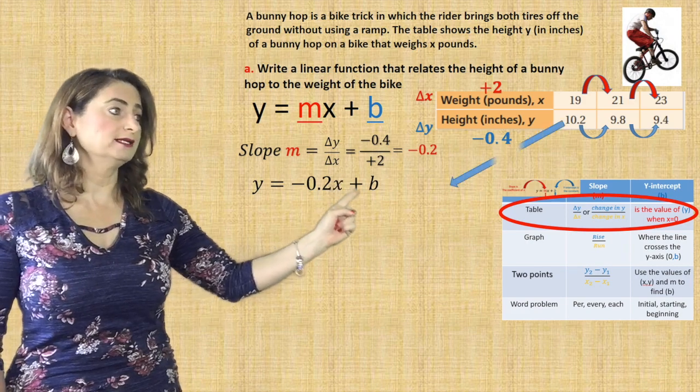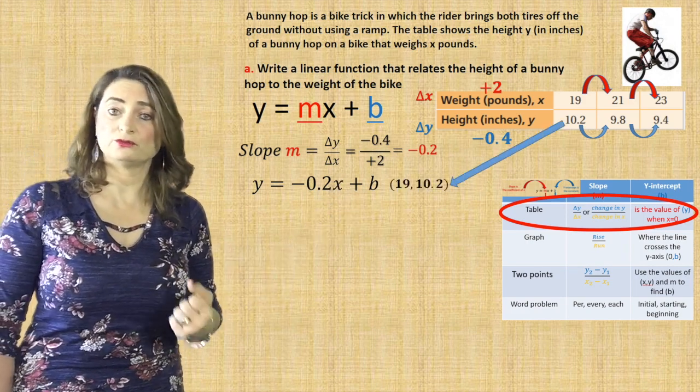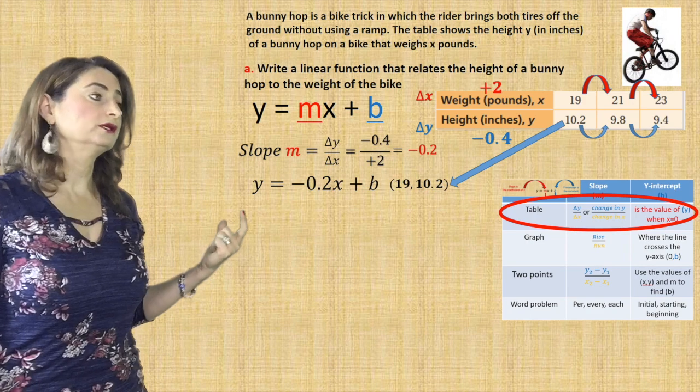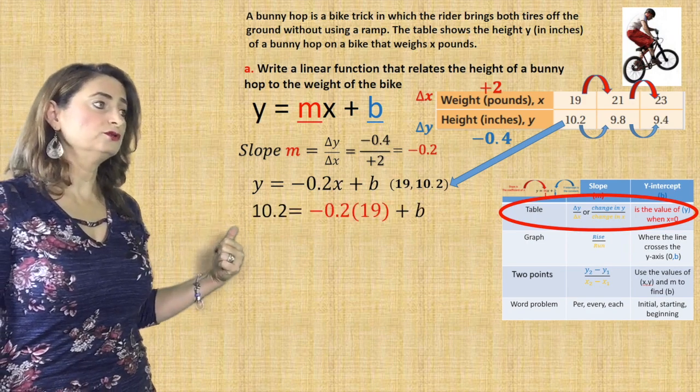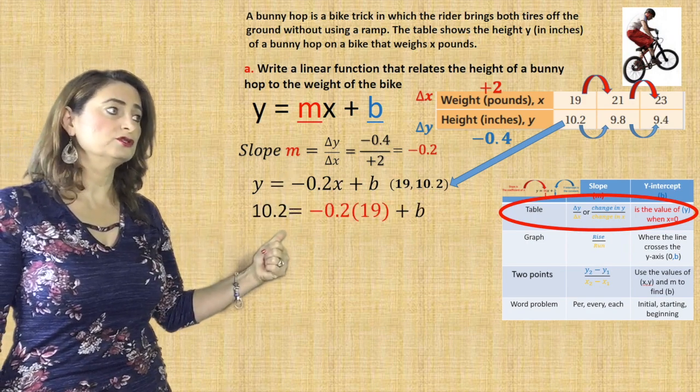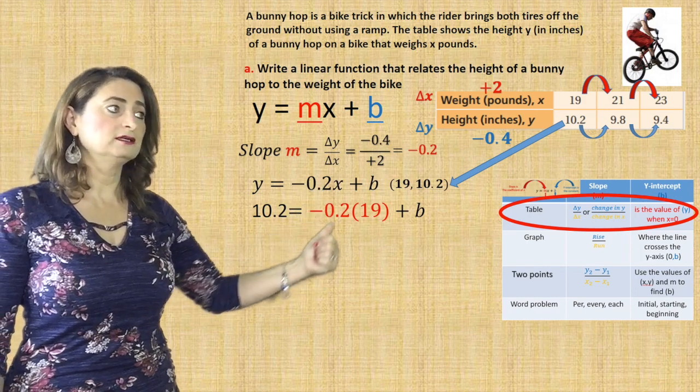So I'm choosing 19 for the x and 10.2 for the y. Now replace everything you know in the equation. y is 10.2 equals, the slope is negative 0.2, replace x with 19, plus b.